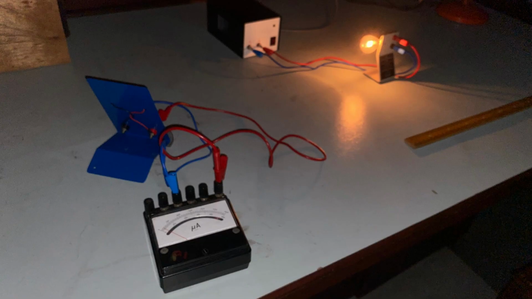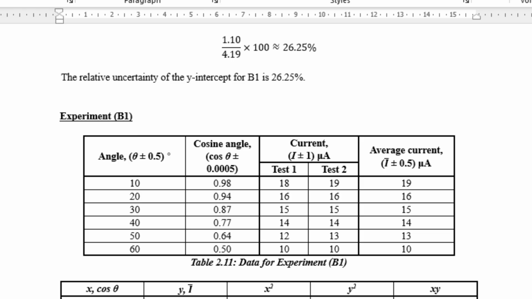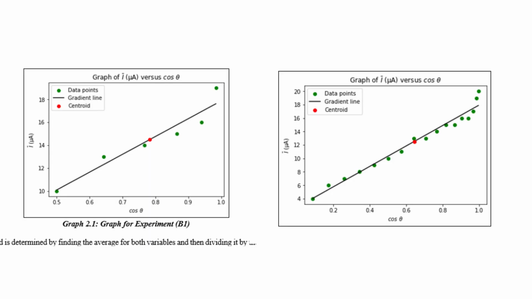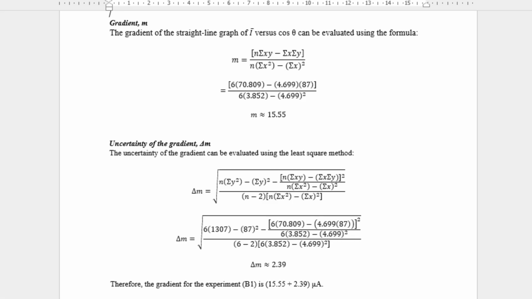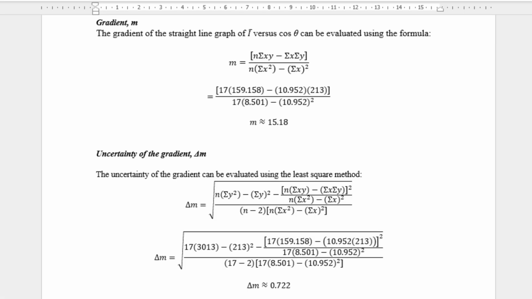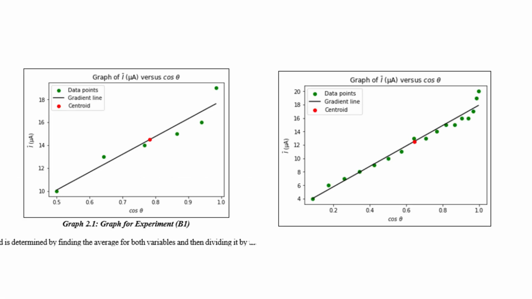In the second part, I needed to find the relation of the angle of incidence of light and also the current flow from the photovoltaic cell. The photovoltaic cell is placed 50 cm from the light source. Two different results are obtained, one with a range of 10 to 60 degrees with a 10-degree interval, the other ranging from 5 to 85 degrees with a 5-degree interval. Two different graphs of the cosine of the angle of incidence versus the current are made. The first gradient is 15.55 microamperes with a 15.37% relative uncertainty, whereas the second gradient is 15.18 microamperes with a 4.64% relative uncertainty. The second gradient is much more precise because its angle interval is half the first.